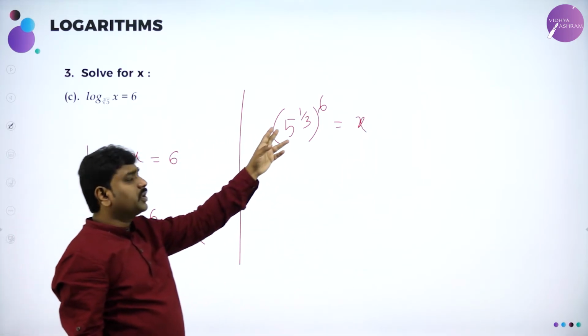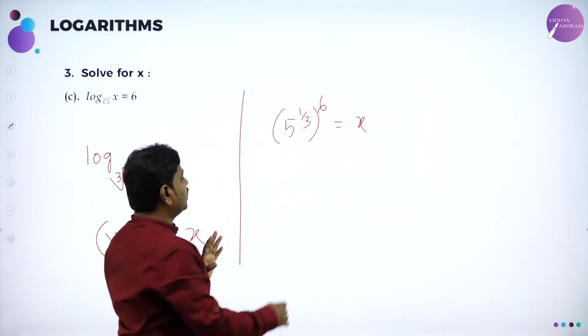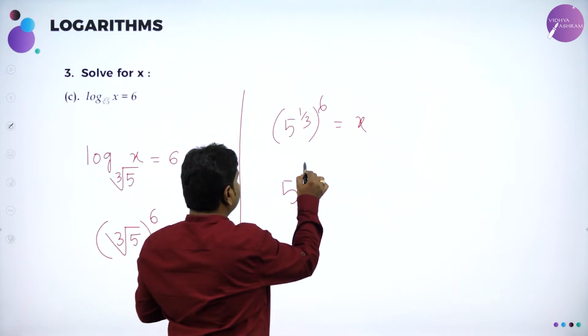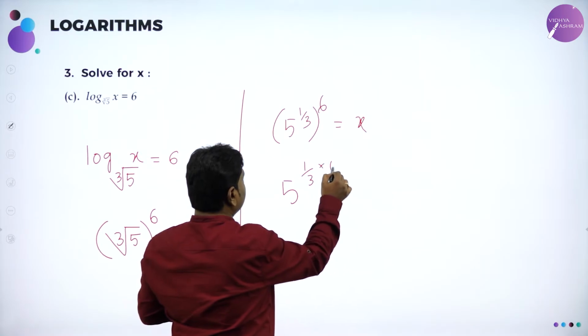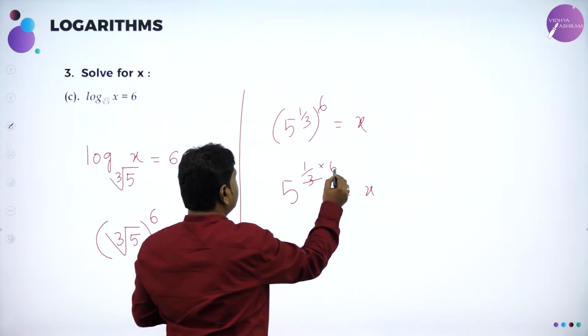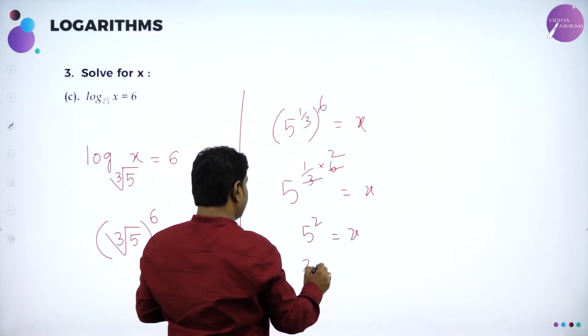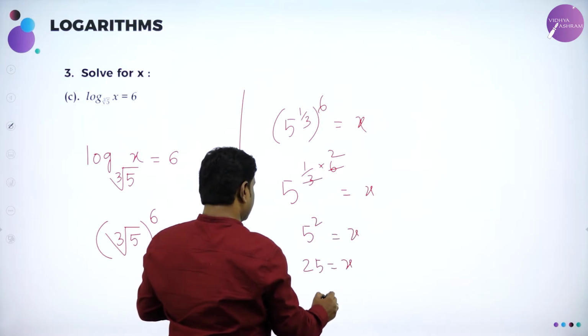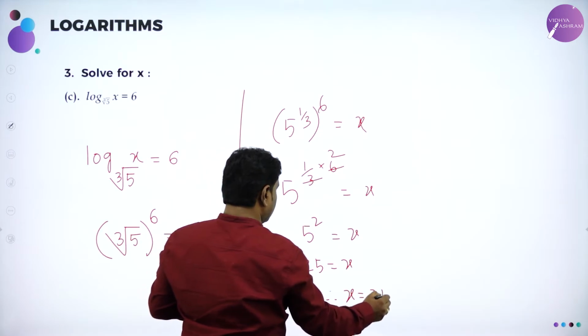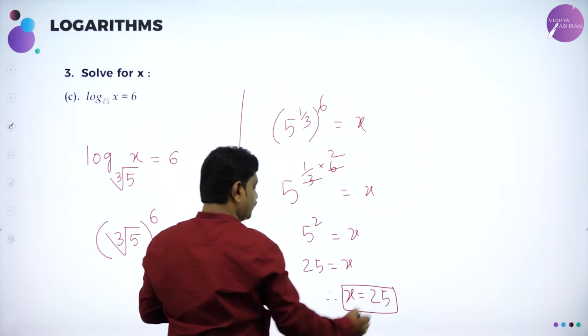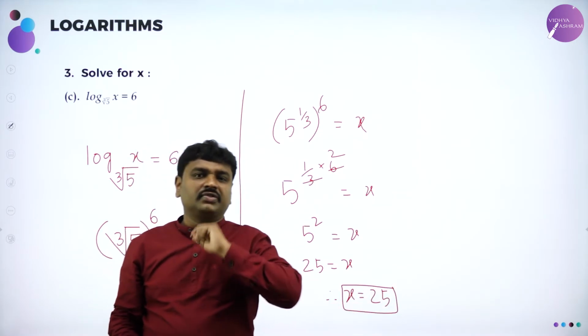Now it is in the form a power m whole power n. A power m whole power n can be written as a power m into n. So this can be written as 5 power 1 by 3 into 6 is equal to x. Now 3 ones are 3, 3 twos are 6, it will become 5 square. 5 square is x, so 25 is x. Therefore, what is x value? x value is exactly 25. Hope all of you got the value of x.